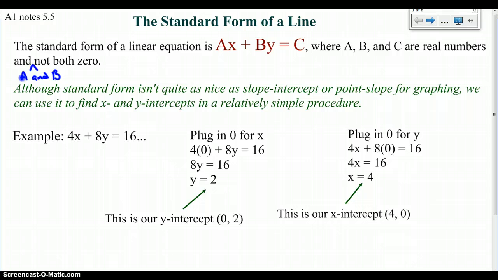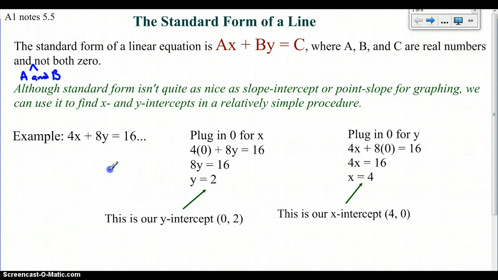Although this standard form isn't quite as nice as our slope-intercept or point-slope that we've already studied when it comes to graphing, we can still use it, and it's relatively pain-free just by finding x and y intercepts. Now, here's the example. 4x plus 8y equals 16. If you were to plug in 0 for x, as you can see here, you get this basic equation. 8y equals 16, a little division, and y equals 2.